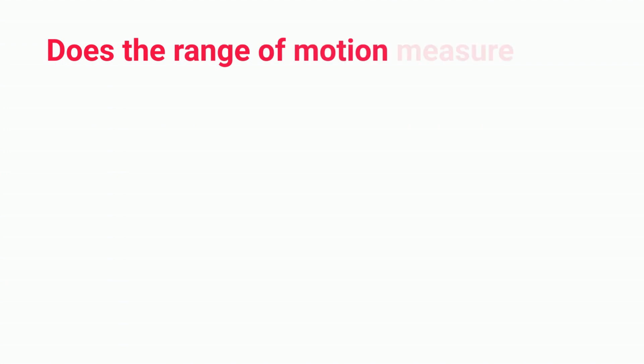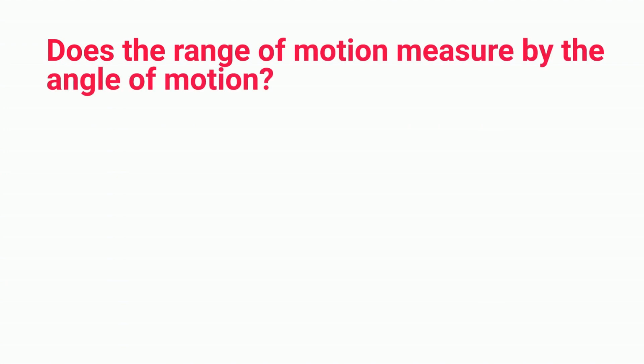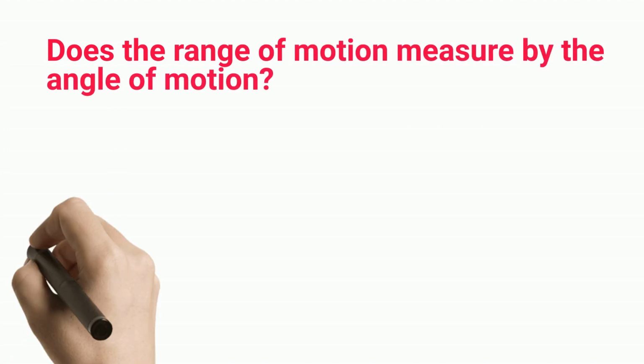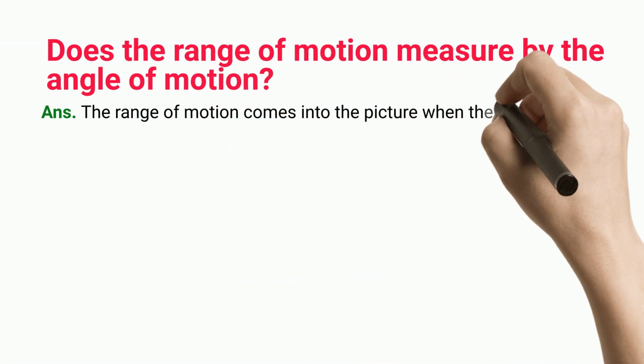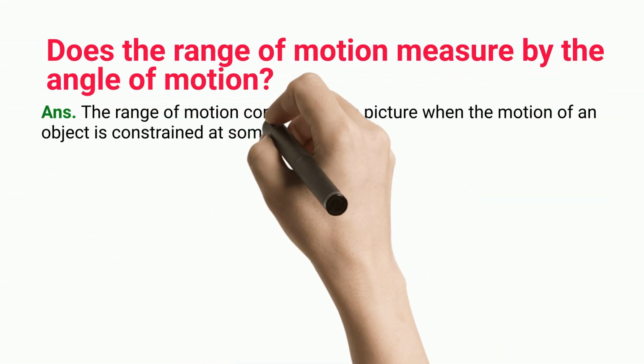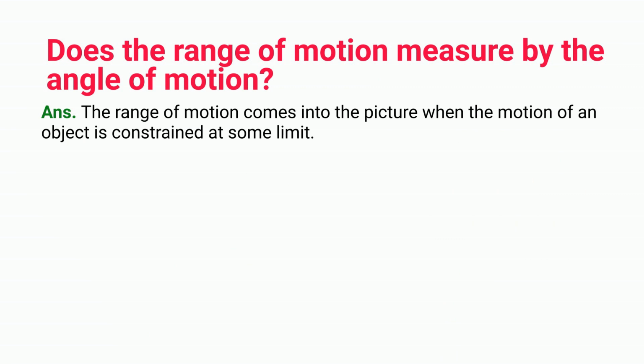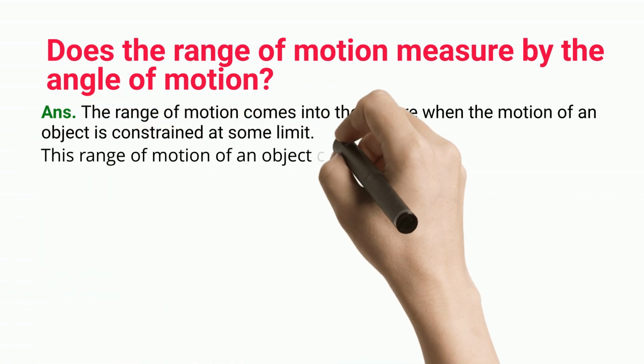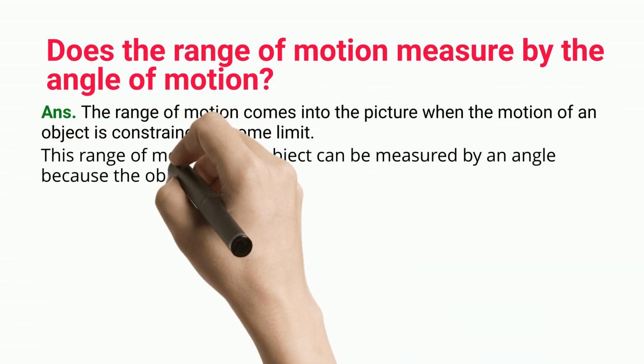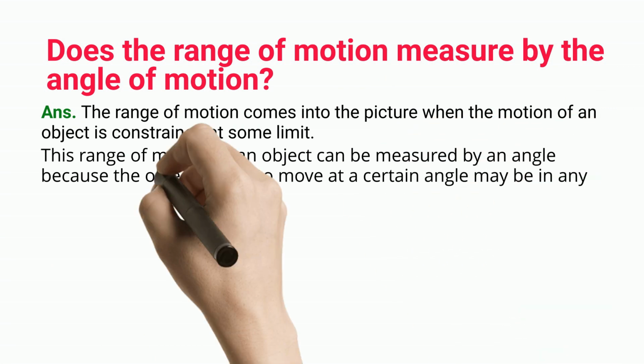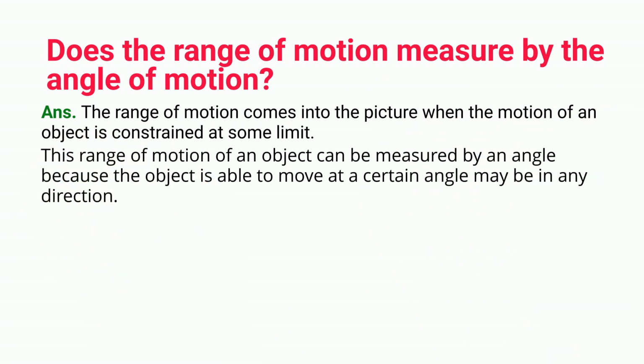Frequently asked questions. Does the range of motion measure by the angle of motion? The range of motion comes into the picture when the motion of an object is constrained at some limit. This range of motion of an object can be measured by an angle because the object is able to move at a certain angle, maybe in any direction.